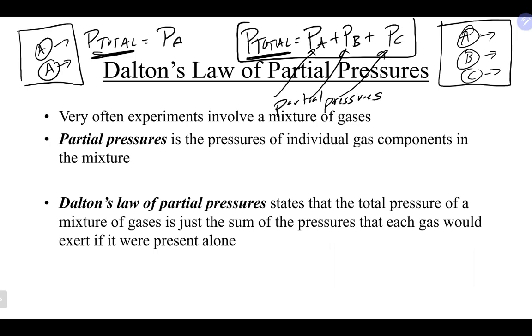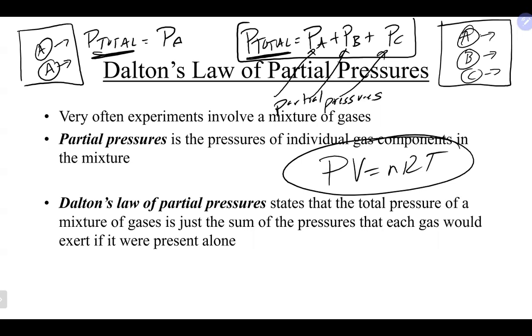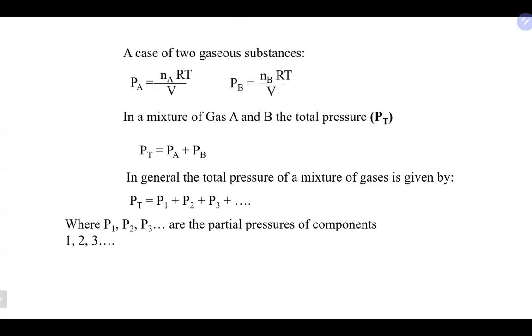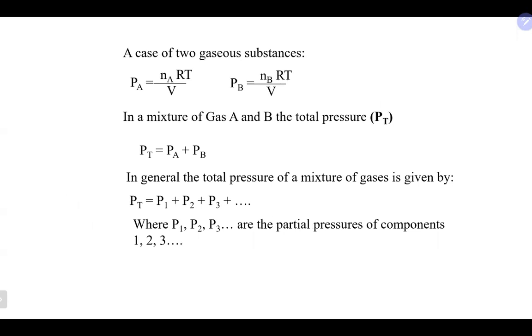So really the total pressure in a mixture of gases is just the sum of each of the partial pressures together. How do we get the partial pressure? Well, most commonly we use PV equals nRT. The ideal gas law is essentially what we use to find the partial pressures of each gas in a mixture. So let's talk a little bit about that. Because a gas in a mixture is in the same container, the temperature for both gases is usually the same.